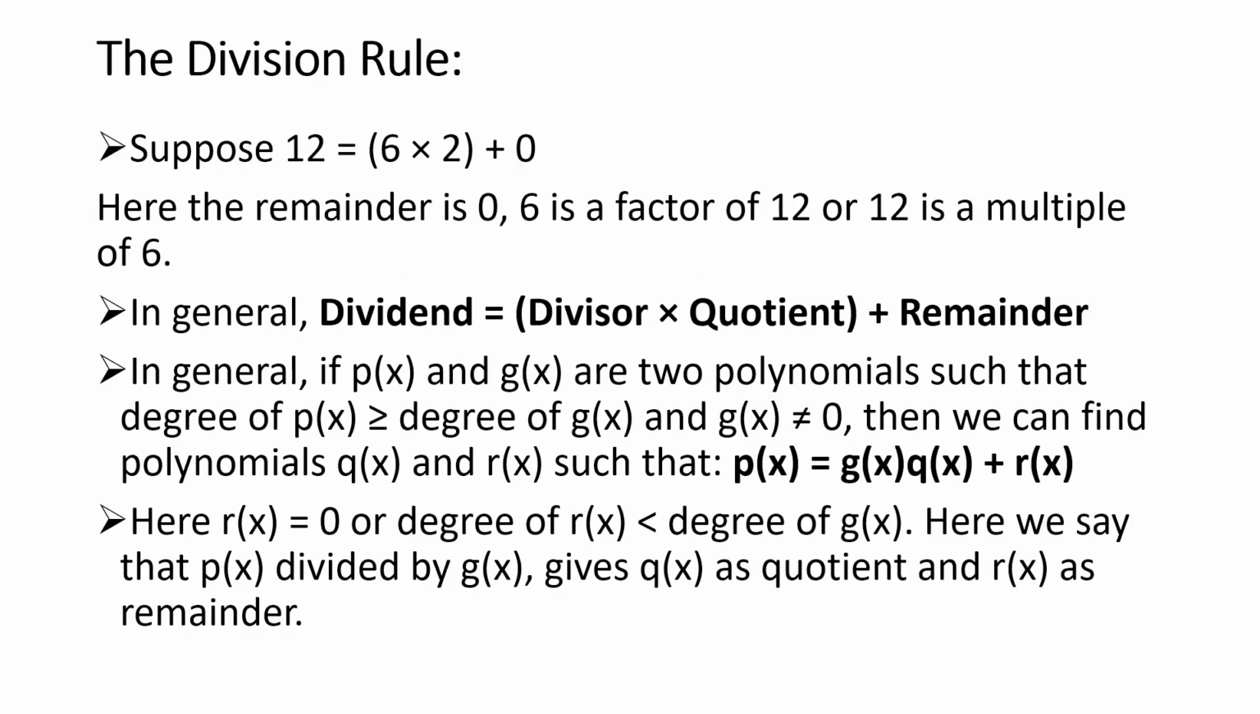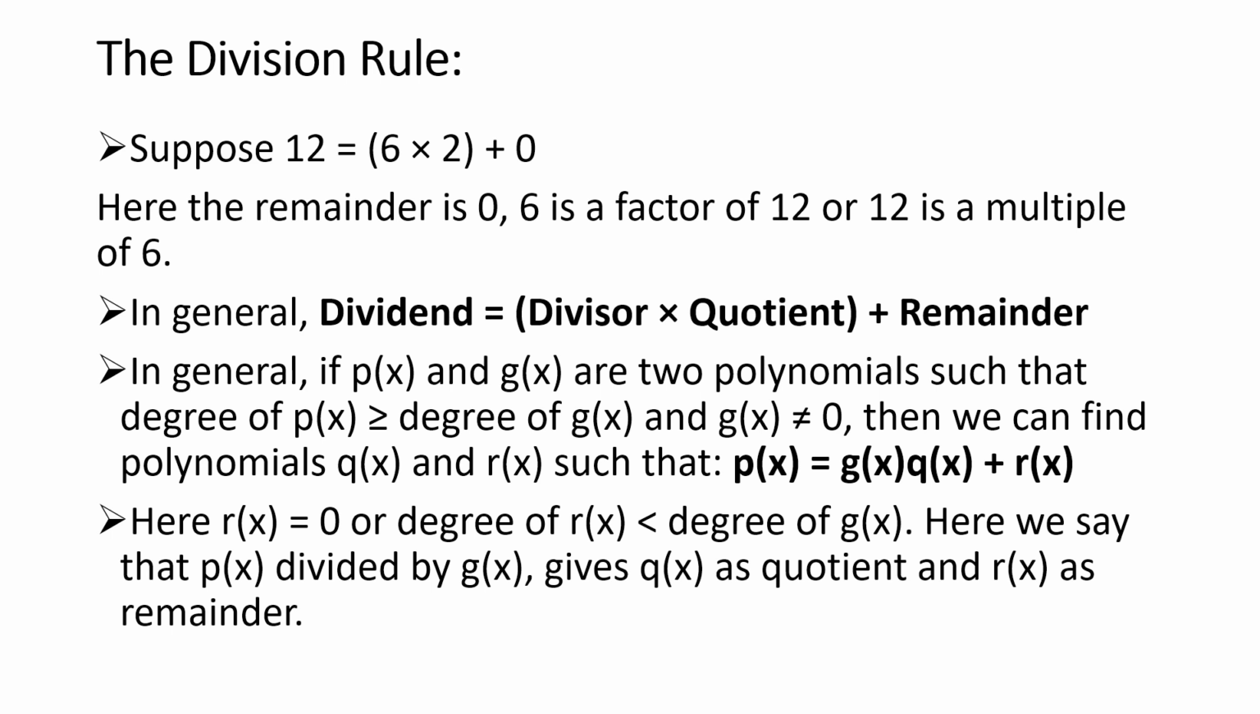Now what is the division rule? We know that for simple numbers, if I write 12 = 6 × 2 + 0, here the remainder is 0, 6 is a factor of 12, or in other words you can also say 12 is a multiple of 6. So in general we have dividend = divisor × quotient + remainder.